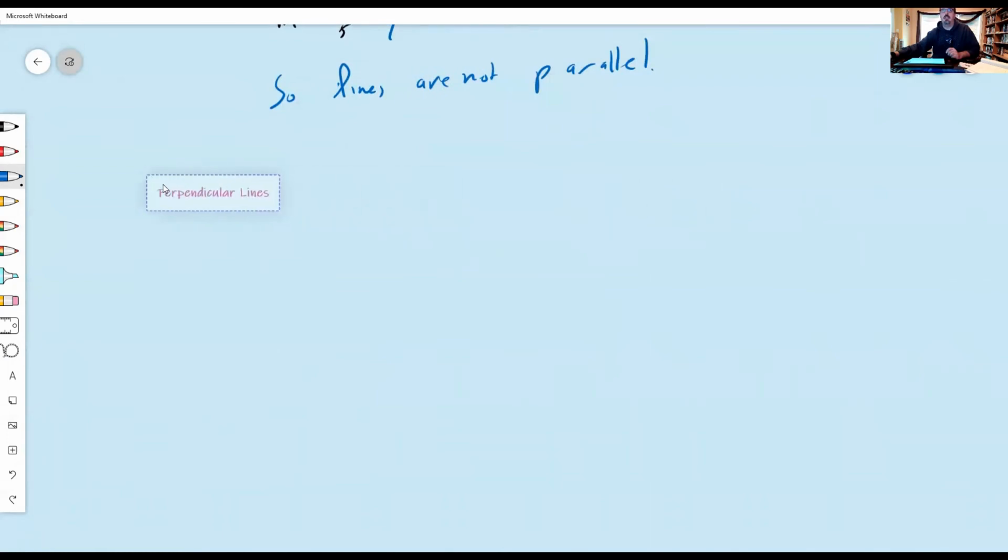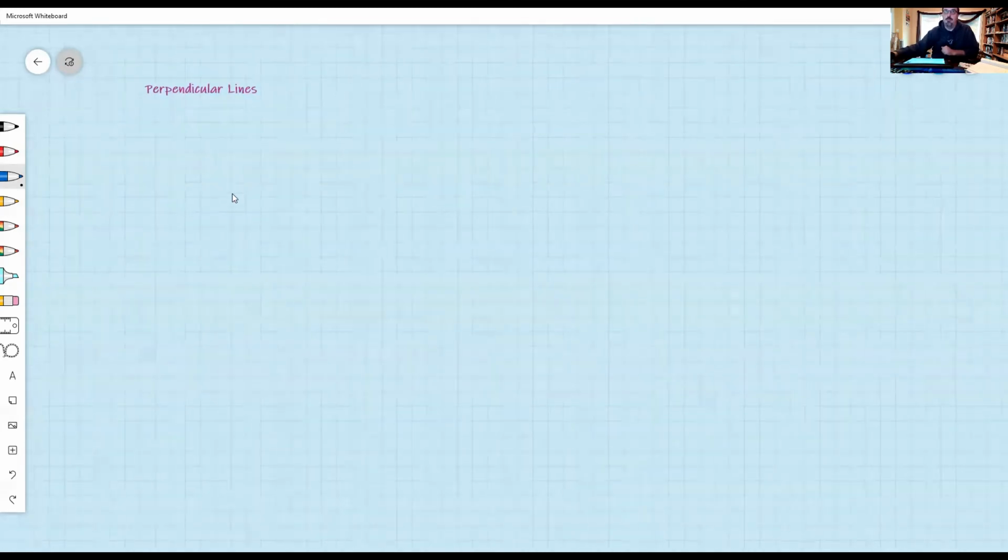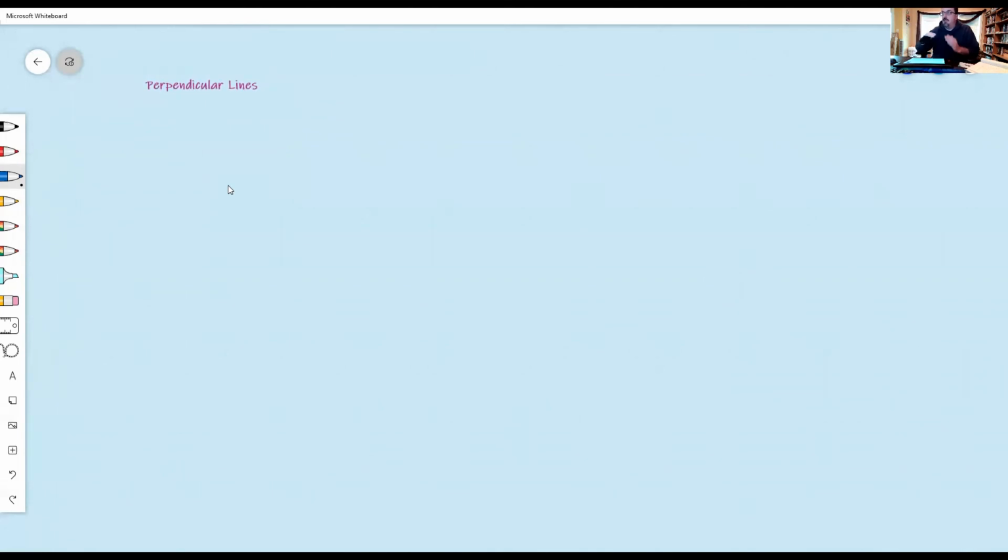All right. Let's talk perpendicular lines. So perpendicular lines, they have two things going on. They intersect, so the two lines are crossing, and when they cross, the angle they make between the two lines is 90 degrees, so right angle.